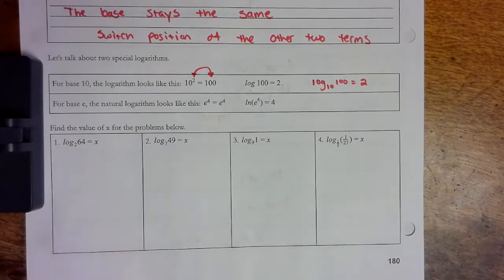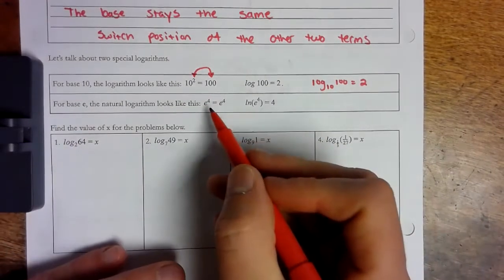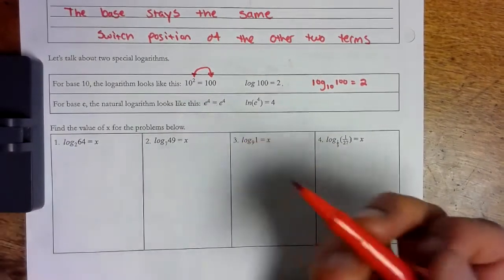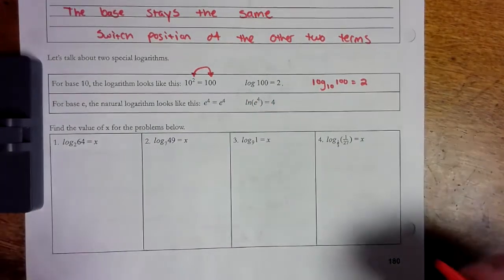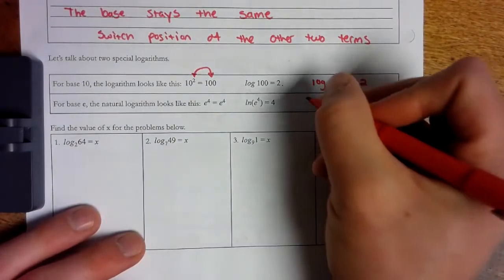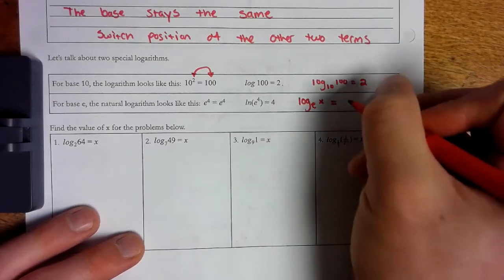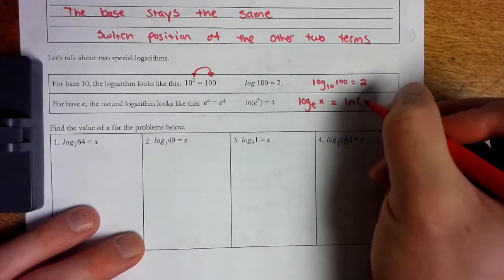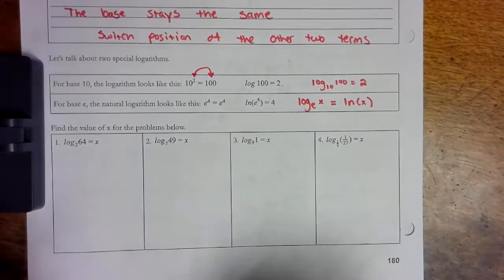If we ever see a log with the base e, this is called the natural log. And so if we have something like e to the power of 4 equals e to the power of 4, that should be obvious, we can write it as a corresponding log. Now, what I want us to write down is that a log base e of x is equal to the natural log of x. Okay, those are the exact same. And that's really important that we make that connection.